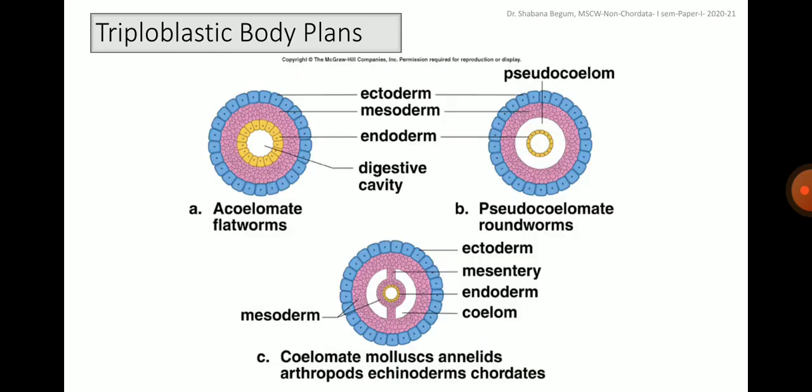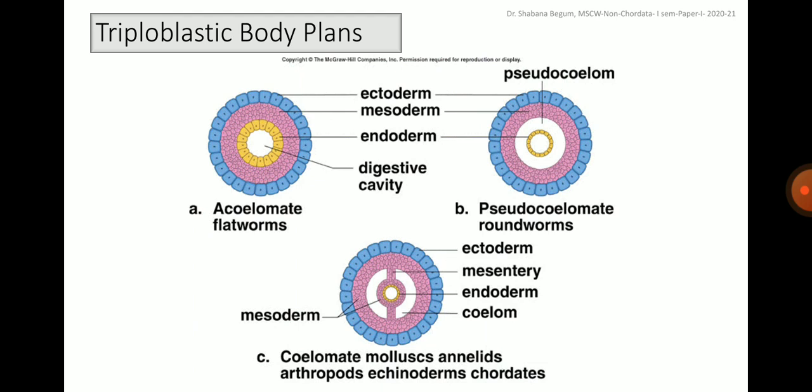So this slide will figure out the triploblastic body plans in acoelomate, pseudocoelomate and coelomate organisms respectively. In case of acoelomates, here you can see there is an outer layer of ectoderm. This is a sectional view. Then the middle pink cells, a solid mass of tissue, form the mesoderm, and the yellowish cells form the endoderm, and there is a centrally placed digestive cavity.